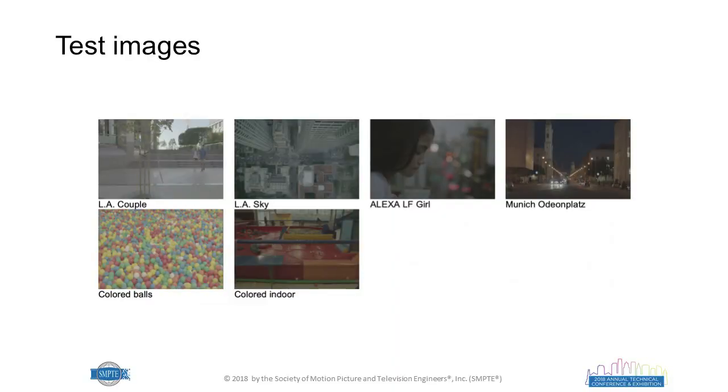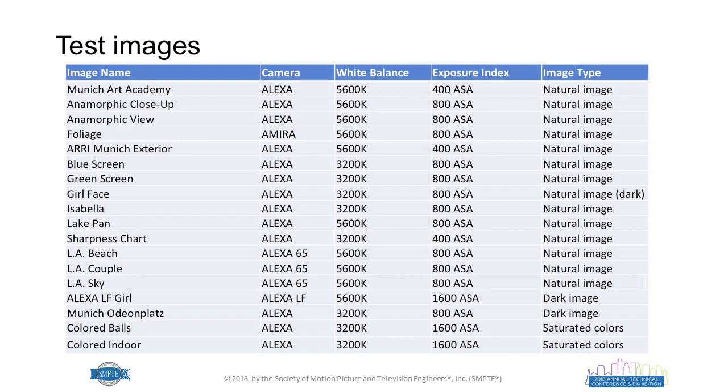And pay attention to the last four, Alexa left girl, Munich Odeonplatz, and colored balls and colored indoors, because the first two are dark images, and the last two are actually highly saturated. And that's going to produce some interesting results. So just for reference, the list of the images, the cameras that they used to capture those, exposure index, white balance, and the type of images. As I mentioned, the two darks and two saturated. Actually, the skin tone is also dark, kind of dark with the background.